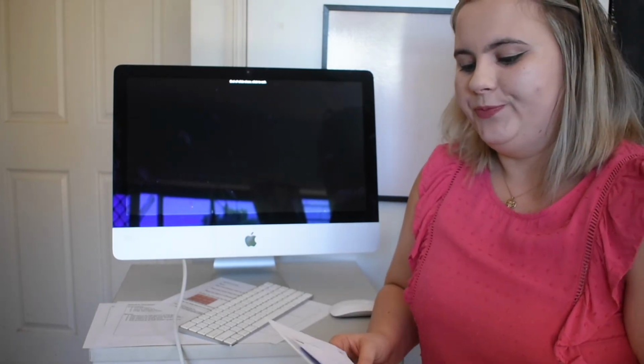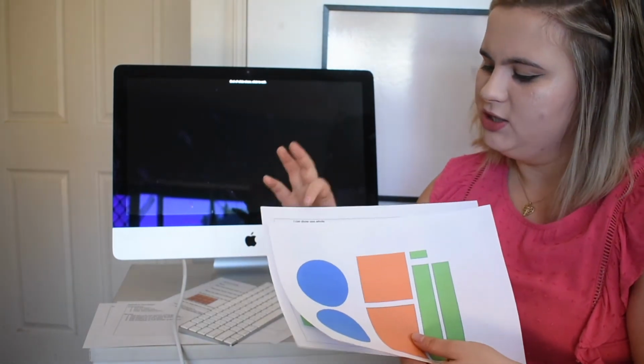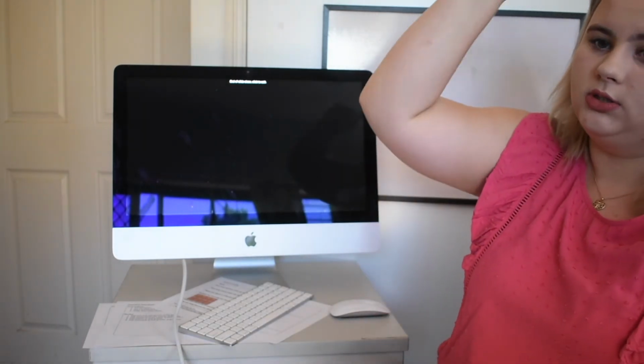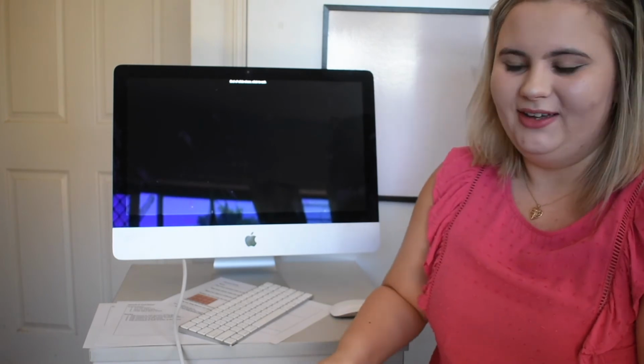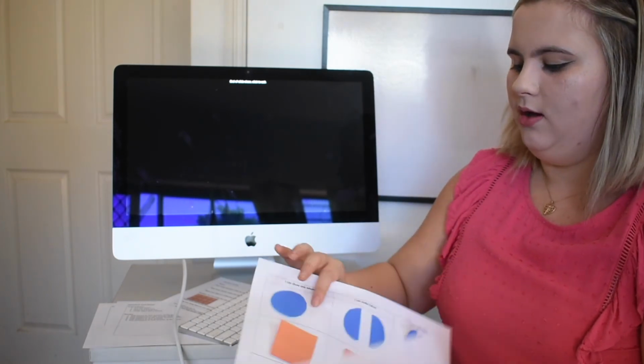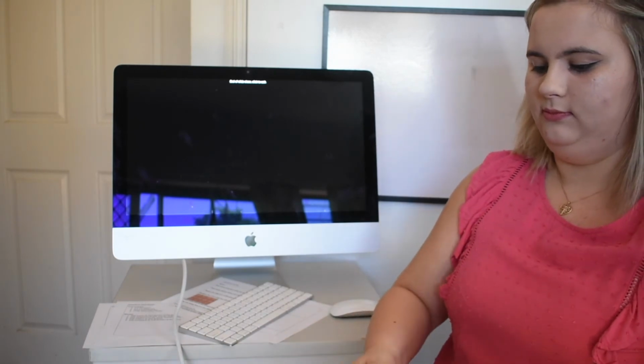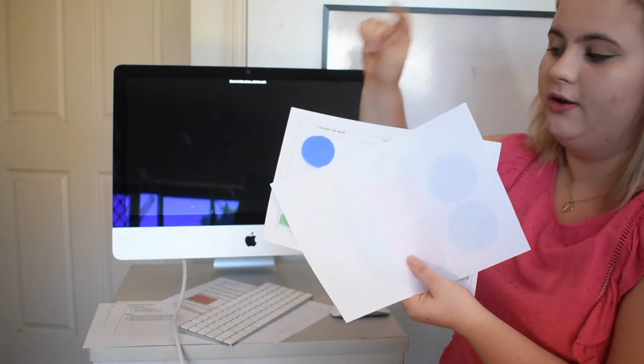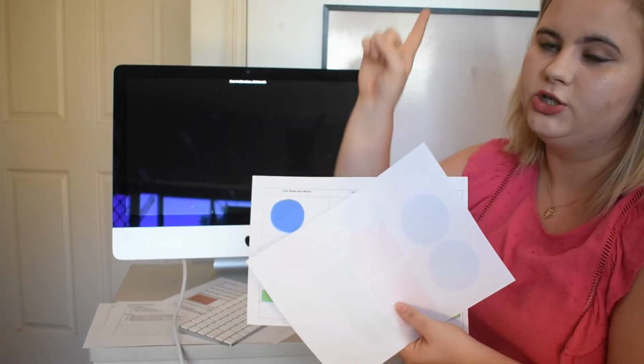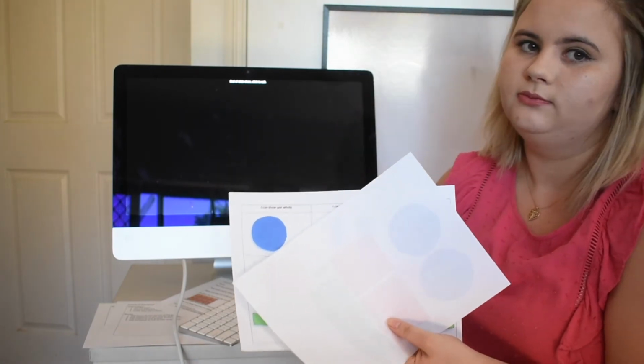Great. So in our first column it says I can show one whole. So can everyone hold up one whole circle? Good, so now we're going to stick one whole circle in our first column. I can show one whole circle.